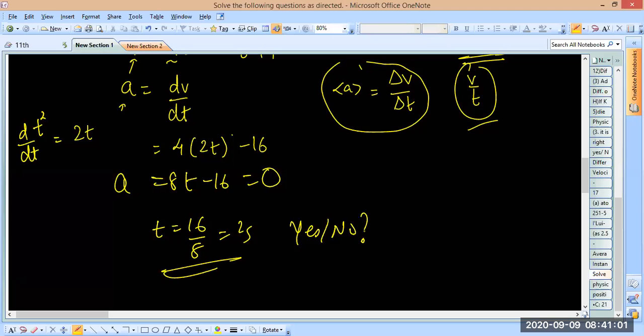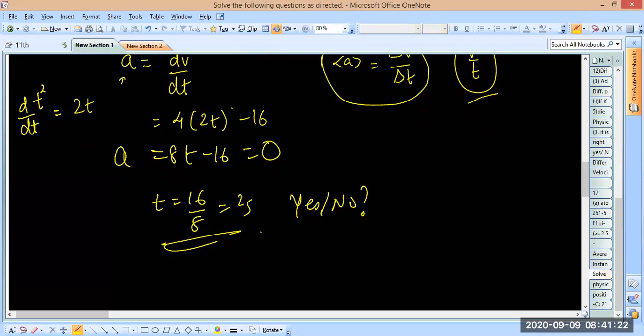What's not clear, Sanju? Come on. You need to work really hard. Okay, so t is equal to 2 seconds, right? Because if you put 16 on that side and divide by 8, you get 2 seconds.